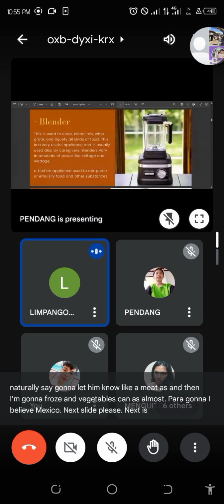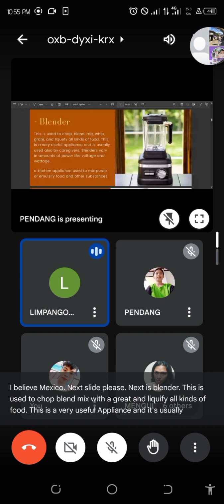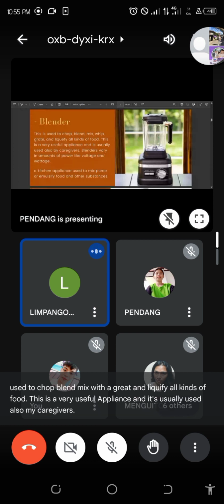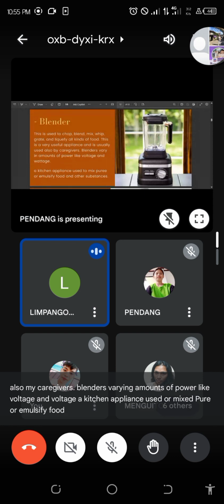Next is blender. This is used to chop, blend, mix, whip, or grate, and liquefy all kinds of food. This is a very useful appliance and is usually used also by caregivers. Blenders vary in amounts of power like voltage and wattage. A kitchen appliance used to mix, puree, or emulsify food and other substances.